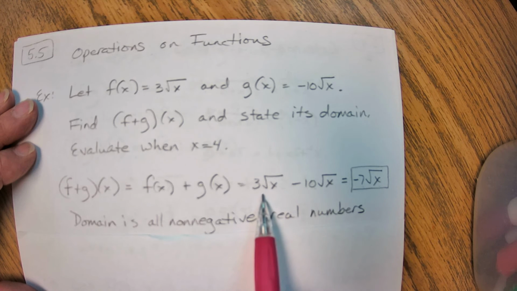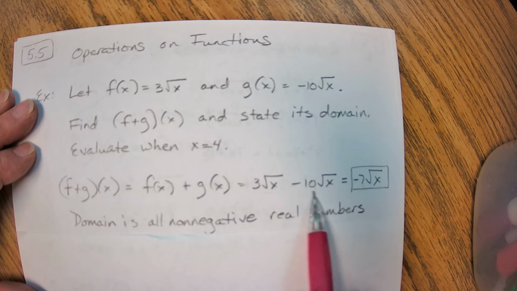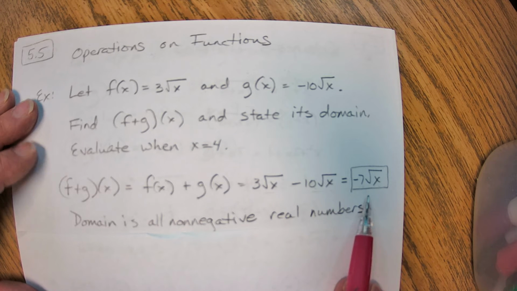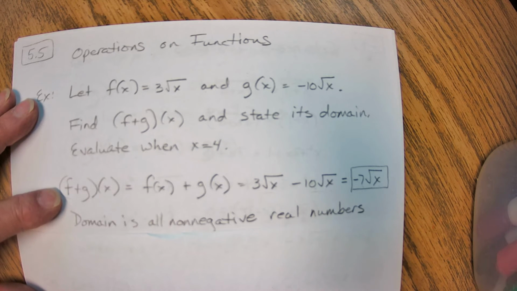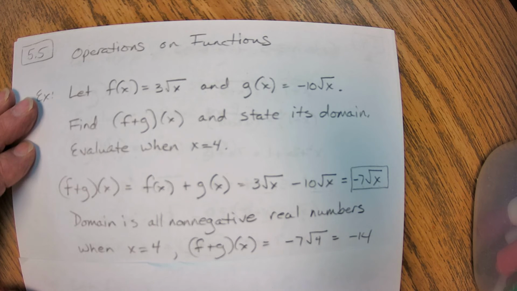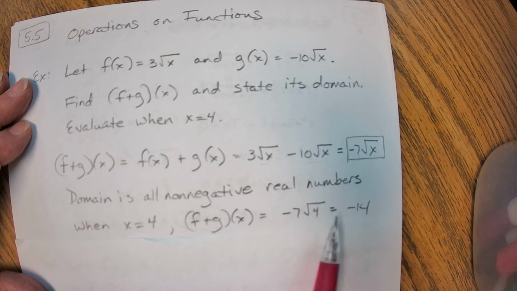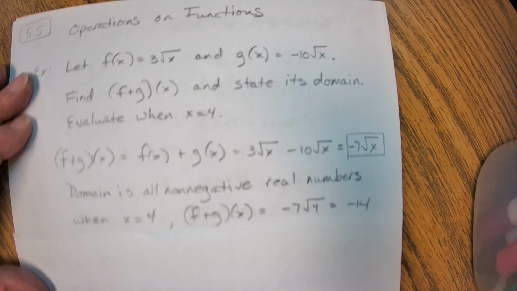Because we're talking about the square root of x in these functions, the original functions' domain is all non-negative real numbers, so that's the domain of adding those two functions. And when x is 4, we just plug 4 in there. Negative 7 times the square root of 4 is negative 7 times 2, which is negative 14.